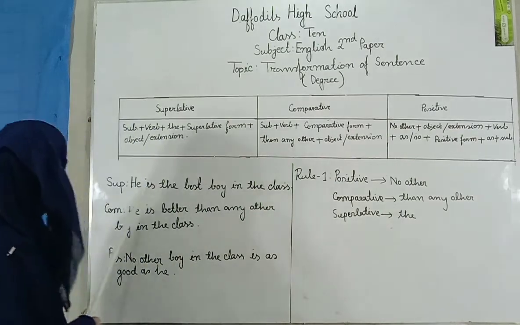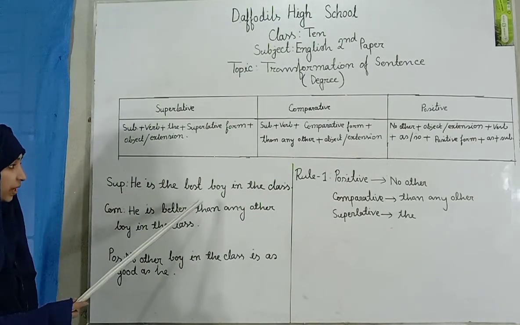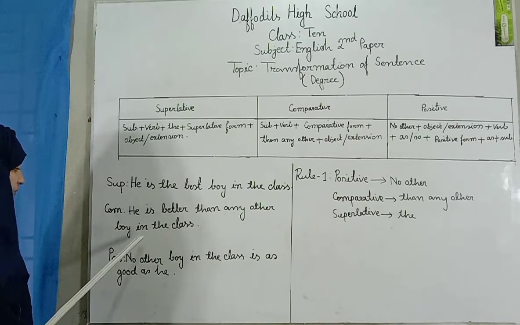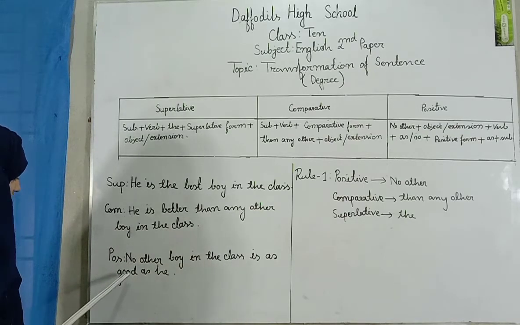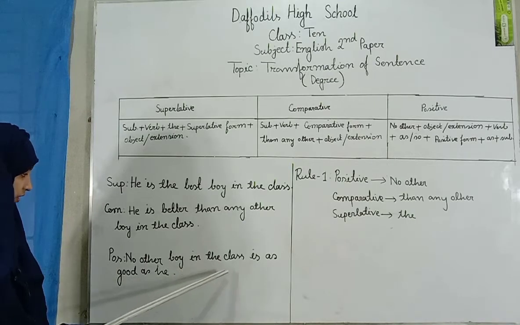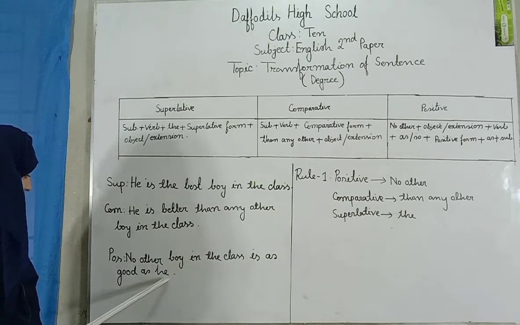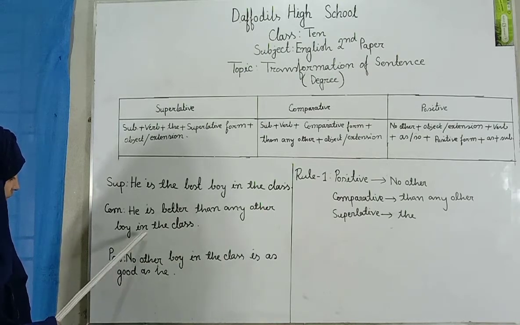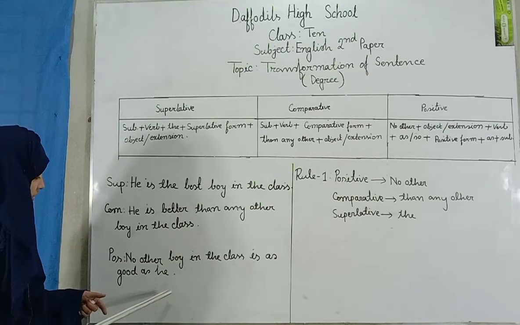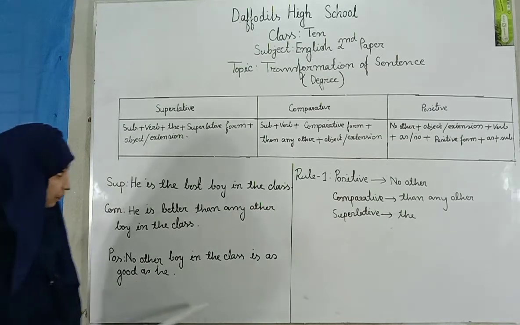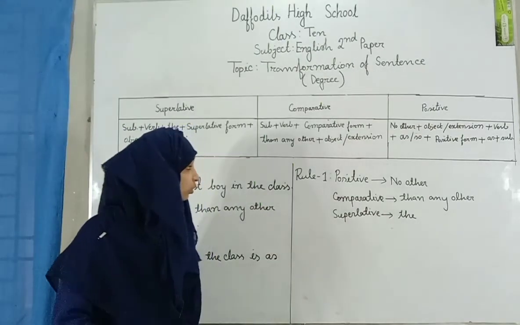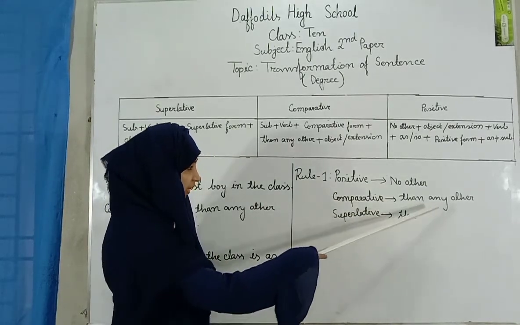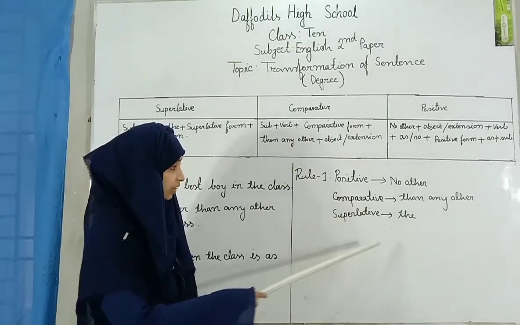For an example, he is the best boy in the class. In comparative, he is better than any other boy in the class. And in positive, no other boy in the class is as good as he. Here, we have to change the position of subject and object to make the similar meaning. So, the rule in short: positive, no other; comparative, than any other; and superlative will be the.